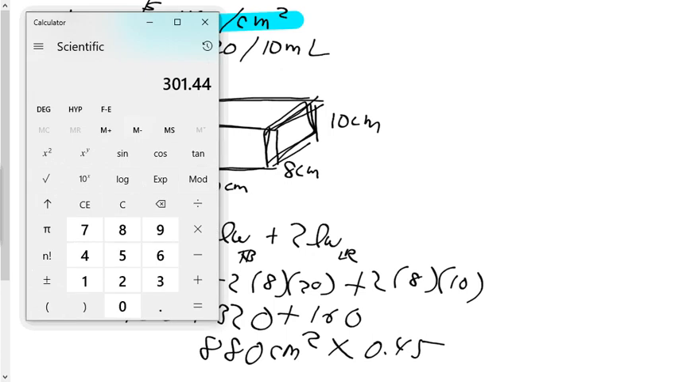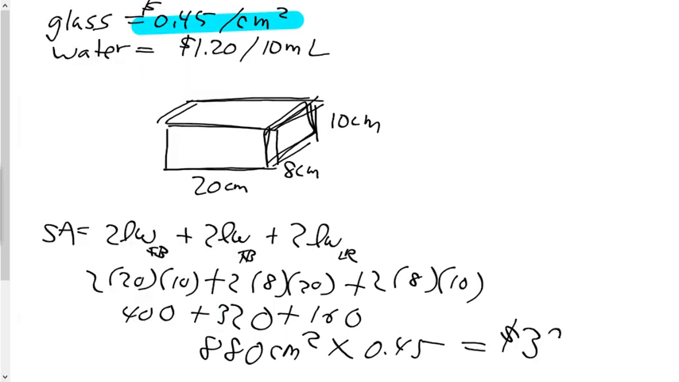Grab your calculator. 880 multiplied by 45 cents means that the box will cost you $396 to make. Okay? So you're differentiating between volume and surface area. Now the second part is how much would it cost to fill, which is the volume. So we do not need any of this information anymore. Now we're going to go over here to volume.